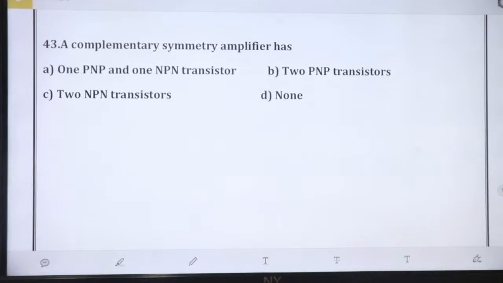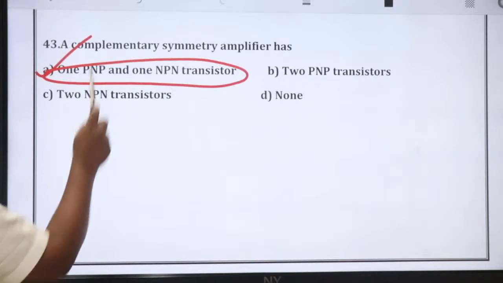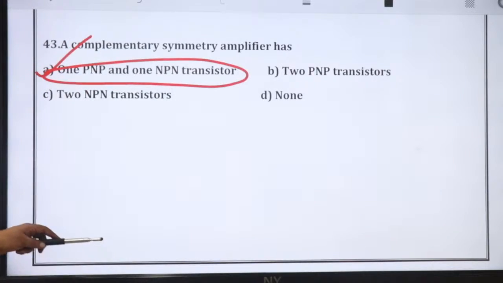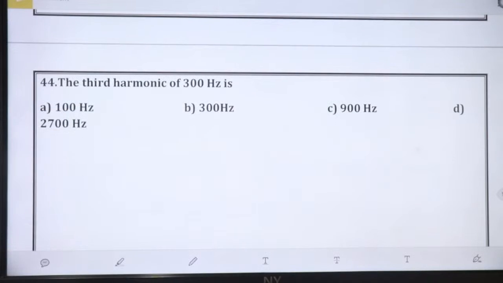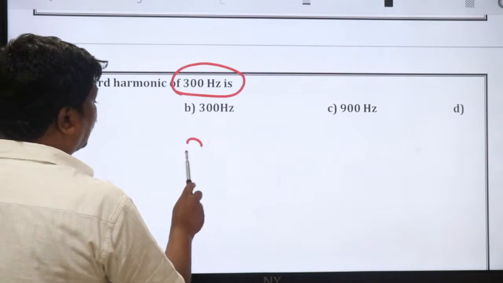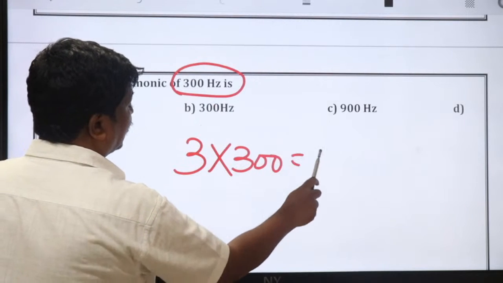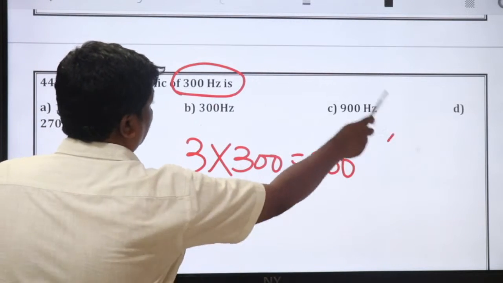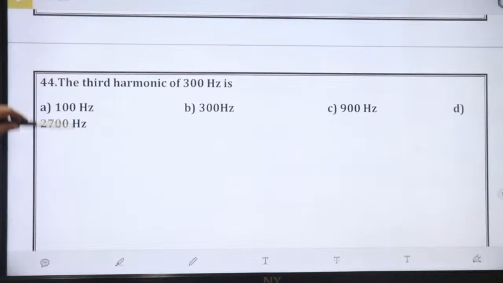Complementary symmetry amplifier: one NPN transistor, the other one is a PNP transistor. That's why it is called complementary symmetry. Next, third harmonic of 300 Hz. Third harmonic means 3 into whatever the frequency given. That is 900. Third harmonic frequency.